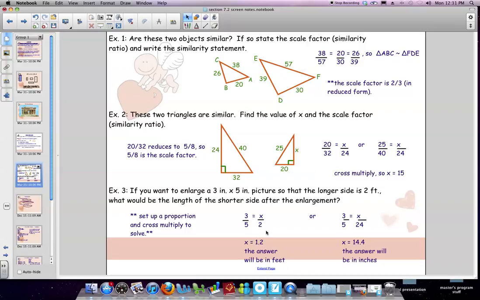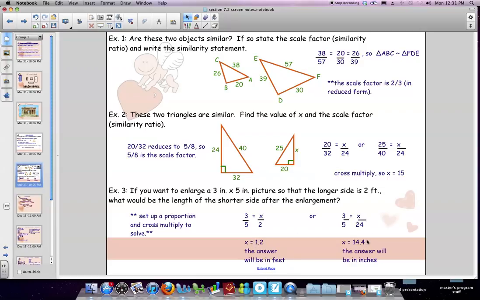Your answer after you cross multiply and divide would be 1.2, and that answer would be in feet. It would be 1.2 feet would be the correct answer up here. If you wanted to keep it all in inches, since 3 and 5 are in inches, you would simply switch your 2 feet into inches. So 3 over 5 would equal x over 24, because 24 inches is what 2 feet is. When you cross multiply and solve that, you get 14.4. This would be your answer in inches. And 1.2 feet is equivalent to 14.4 inches.